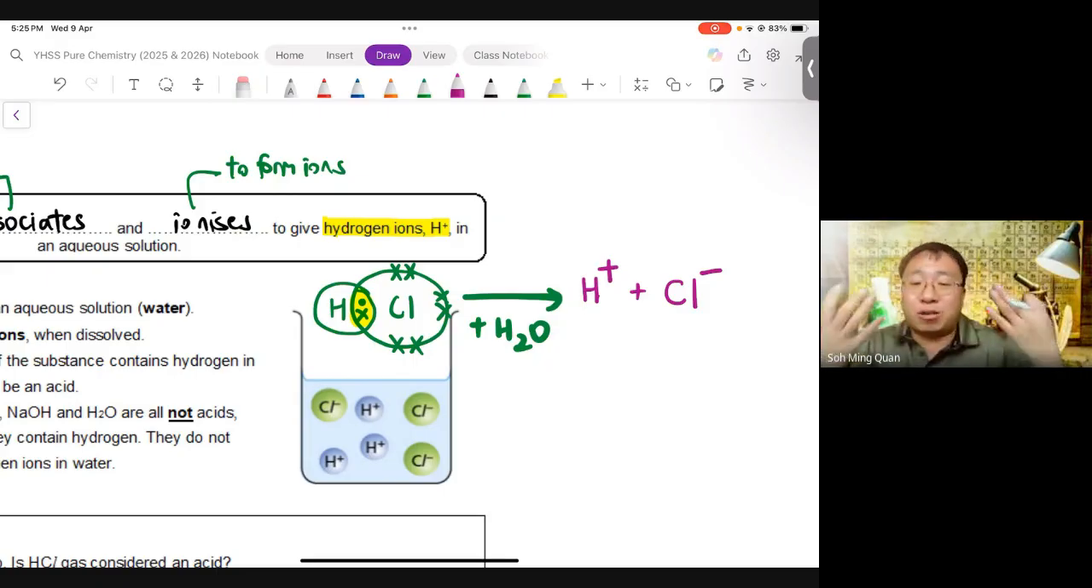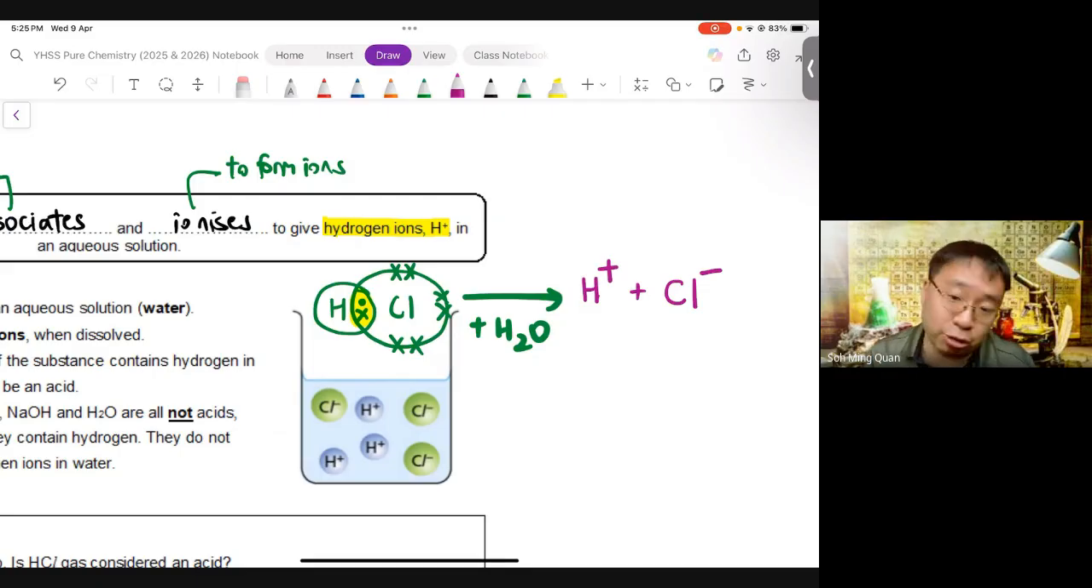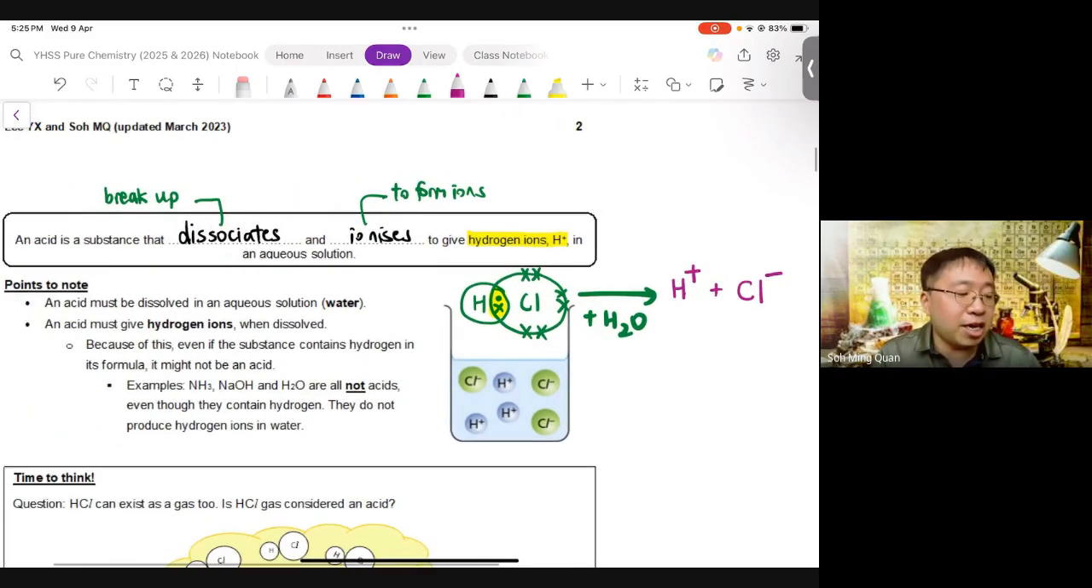That's how you appreciate, oh, so that's why electronegativity is important. It allows me to predict how the shared electrons will move. In this case, they move to chlorine, which is much more electronegative than hydrogen. All right, so the idea is, in order for the dissociation to happen, you need water. You need to dissolve in water. Dissolved in water is called aqueous.